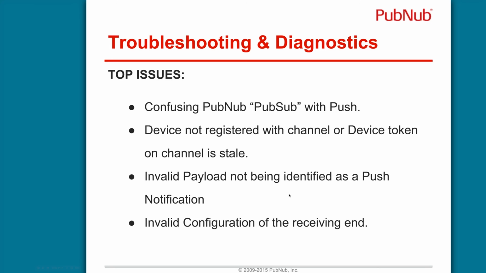And then last but not least, it's just invalid configuration on the receiving end. As I said, a lot of people will confuse PubNub and PubSub with push and not have the proper broadcast receiver installed or proper permissions for the Android side, or not have the right remote notification enabled on the iOS side, and that causes a lot of problems. So the key takeaway on that would be do each step independent of one another, and test as often and as much as you can so that you can ensure each step is working. And then if things don't work, you'll be somewhat confident at what stage things are breaking down.